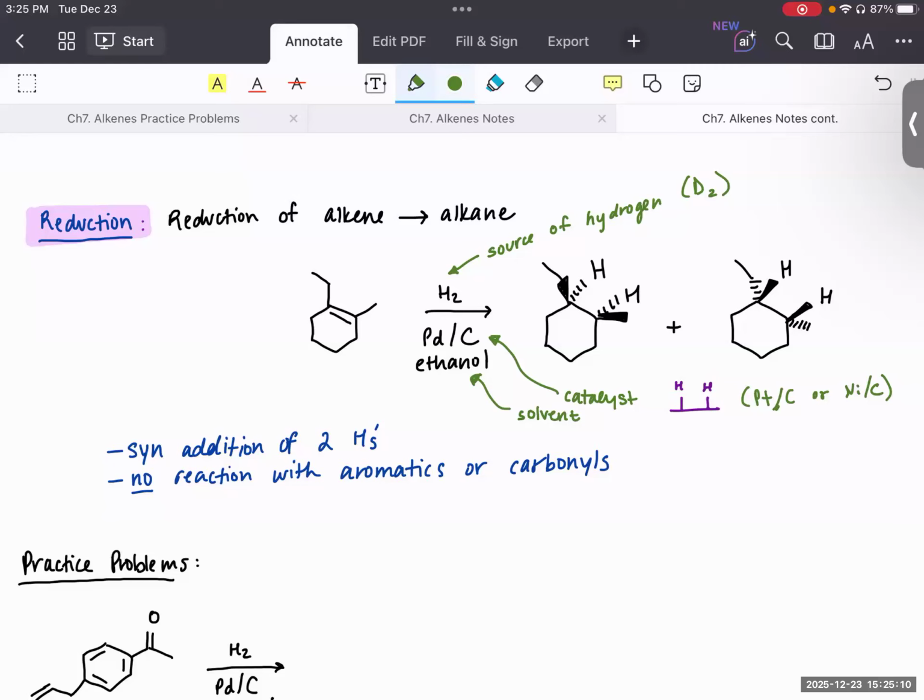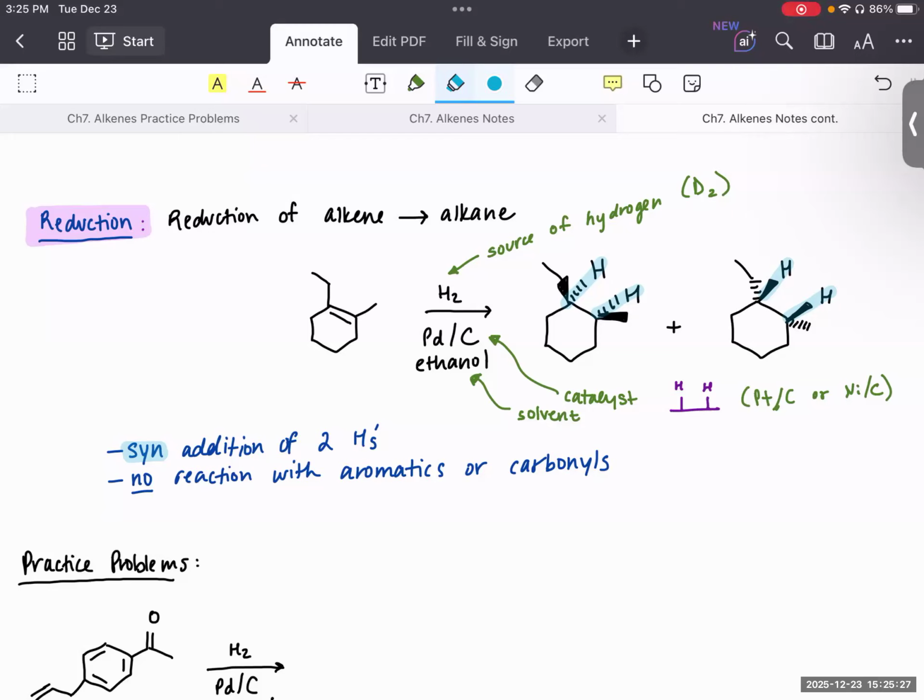All right, and so in this reaction, we get syn addition of the two hydrogens. We can see that in the two products that are formed here: in the first one, both of those hydrogens are dashed. In this other one, they're both wedged. So you'll get a mixture, but it'll be syn addition of the two hydrogens.